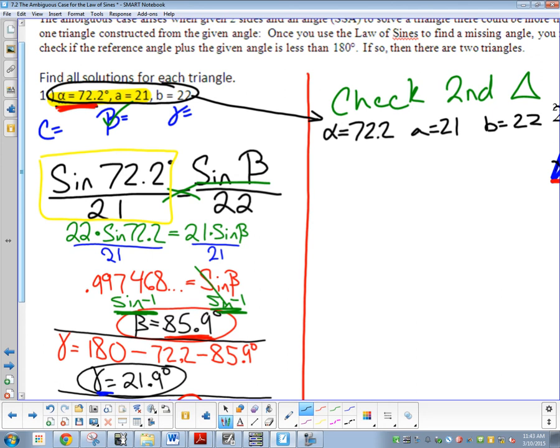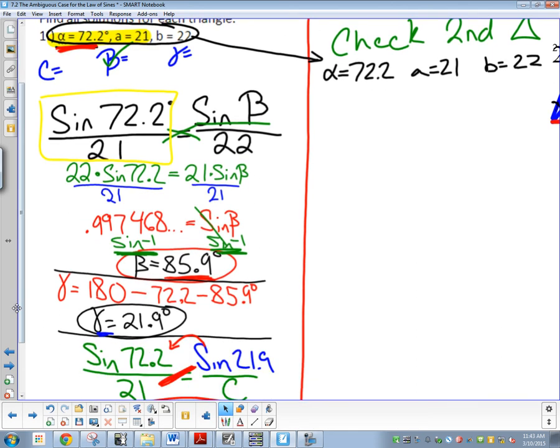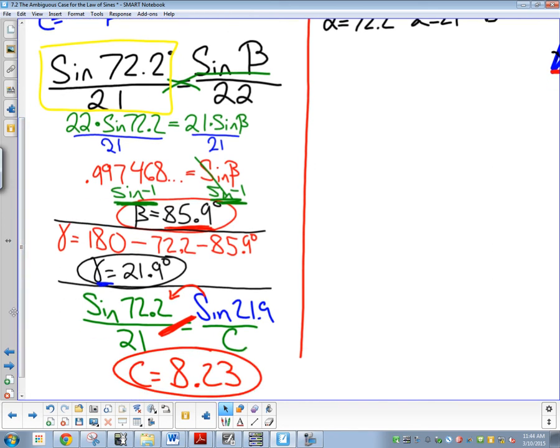Okay? What we're going to do is looking at the first thing we solved. You're going to find whatever angle you found first. Okay? So which thing did we solve for where we had to do the inverse sine part?